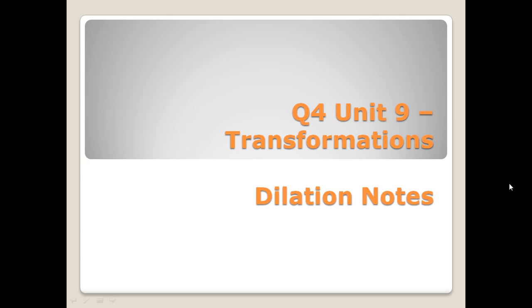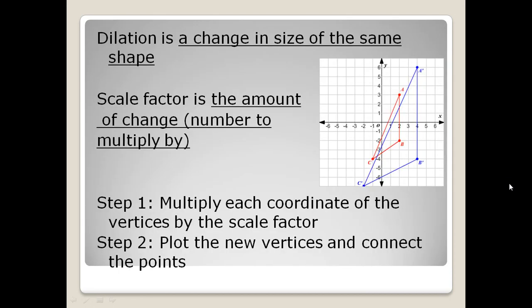Hey, Math 8, this is your Quarter 4, Unit 9, Transformations, Dilation Notes. So a dilation is a change in size of the same shape. If we look here at our example, we have triangle ABC, which is small, and then we made it bigger, but it's still the same shape. It's still the same triangle, just larger.